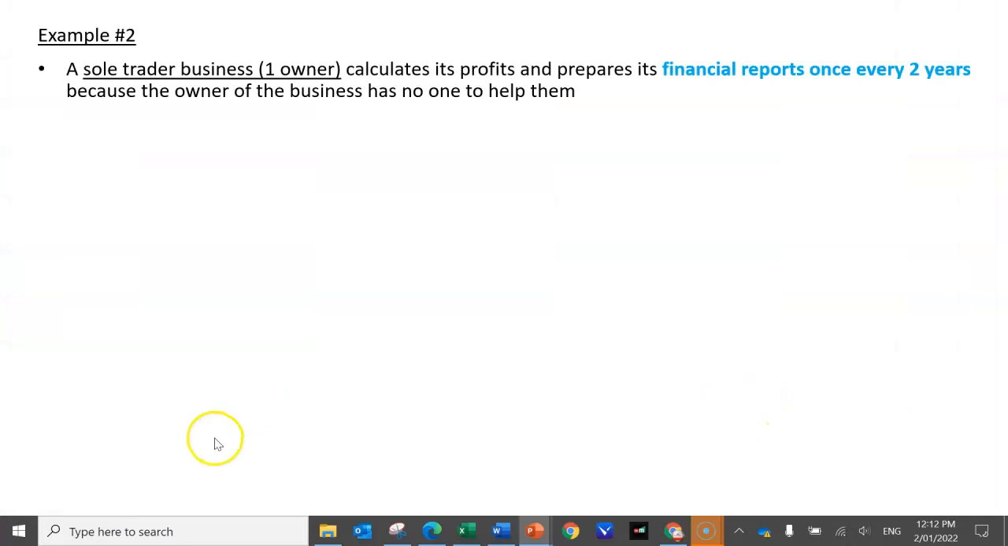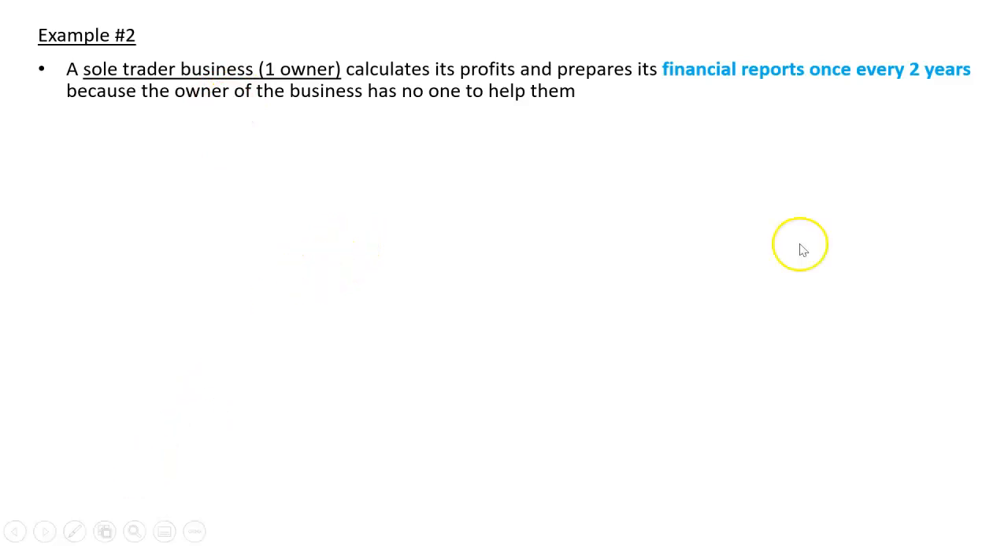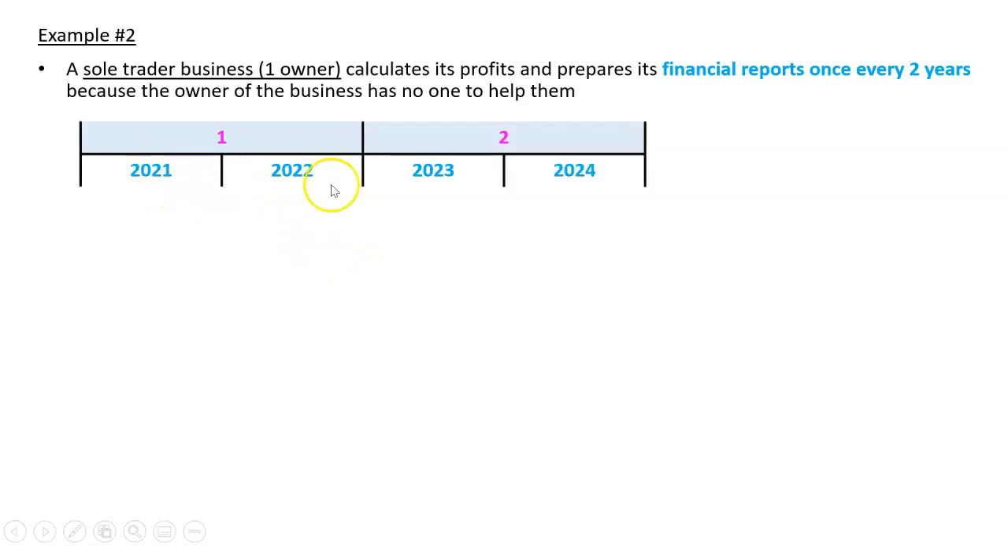Example number 2. A sole trader business, which is one owner, calculates its profits and prepares its financial reports once every 2 years. Why? Well, it's one owner, so the owner of the business has no one to help him and has no time. So what happens here is the business waits 2 years before it reports on its profits and its assets and so on. So each period is 2 years. So we've got one period for 2021 and 2022, then another one for 2023, 2024. The third period would cover 2025 and 2026.